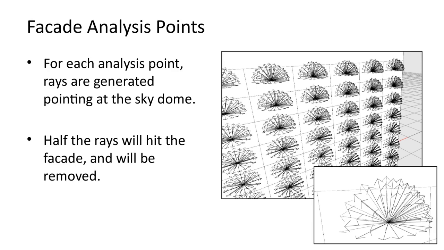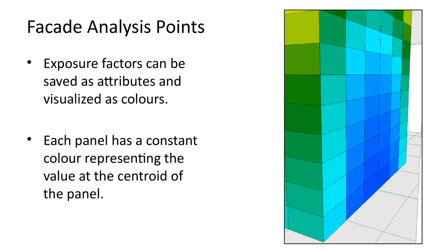For each analysis point, rays are generated pointing at the sky dome. Note that half the rays will be pointing back into the facade. These rays can be removed, in order to improve the performance of the raytracing. Finally, the results of the analysis can be saved as attribute data on the polygons and visualized as colors. Each panel will then have a constant color.